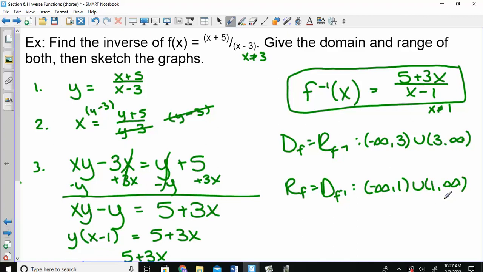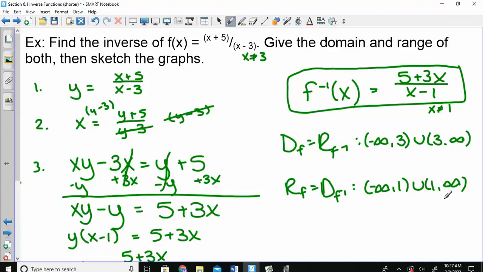Questions? How do you figure out the range? Instead of trying to think about the range, I just realized that the range of the function is the same as the domain of the inverse. So I go to the inverse and just find its domain. So the bottom can't be 0. So really I just do the domain twice instead of thinking about the ranges. All right, other questions?